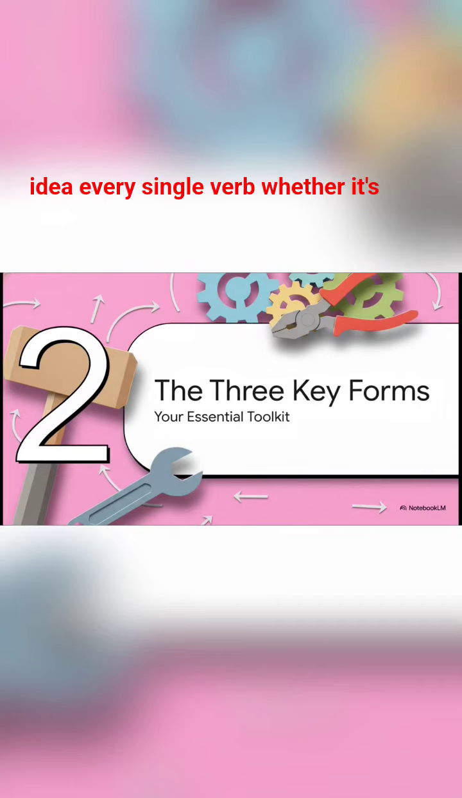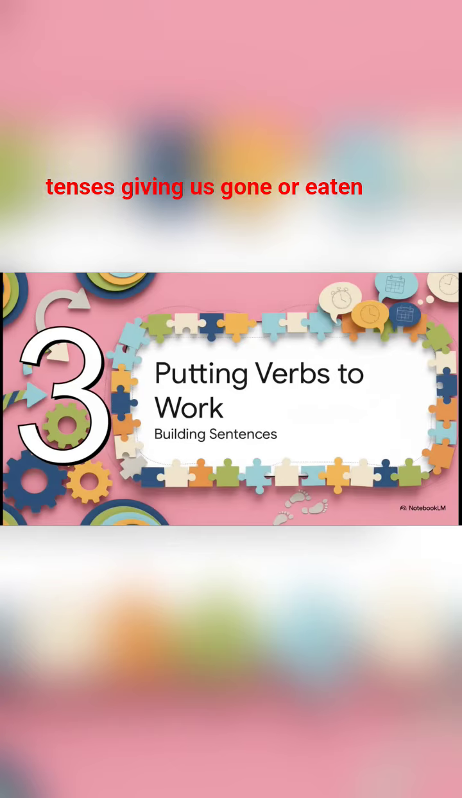Every single verb, whether it's regular or irregular, has three fundamental forms you need to know. Just think of this as your essential toolkit for building any sentence you want. So let's break down this toolkit. First, you've got the base form. That's just the basic dictionary version of the verb, go or eat. Then in the middle is the past simple for actions that are completely finished. Went, ate. And finally, you have the past participle. This one is special. It loves to team up with helper verbs to create more complex tenses, giving us gone or eaten.